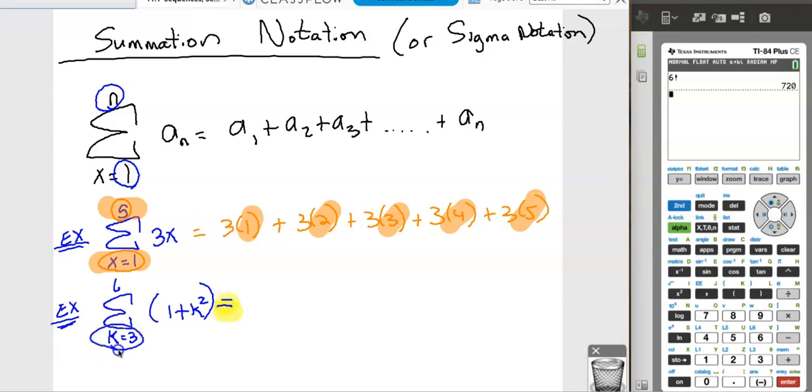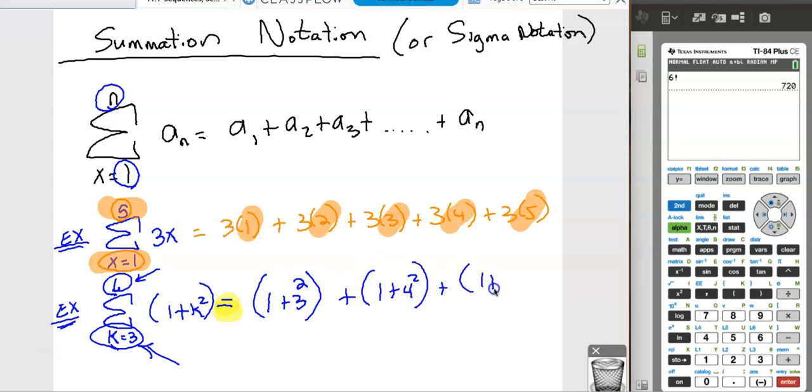You're going from 3 to 6. So again, this is your starting spot. This is your ending spot. So literally 1 plus 3 squared, 1 plus 4 squared, 1 plus 5 squared, and then 1 plus 6 squared. Yeah, so that's how you do it. You can do it manually.